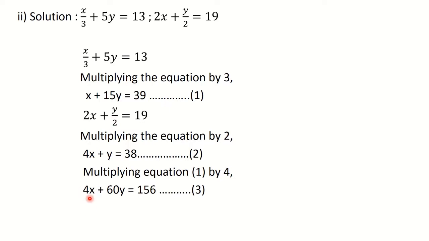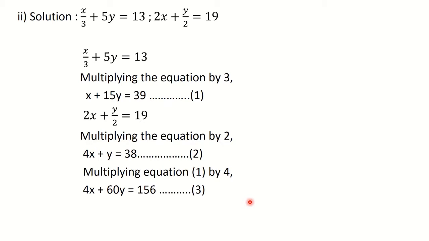4 into x is 4x, 4 into 15y is 60y, and 4 into 39 is 156. Number this as equation 3. In this way we have equated the coefficient of the variable x. Now observe the sign. In both places the sign is the same, that is positive. That means here we have to go for subtraction. So let us subtract now.